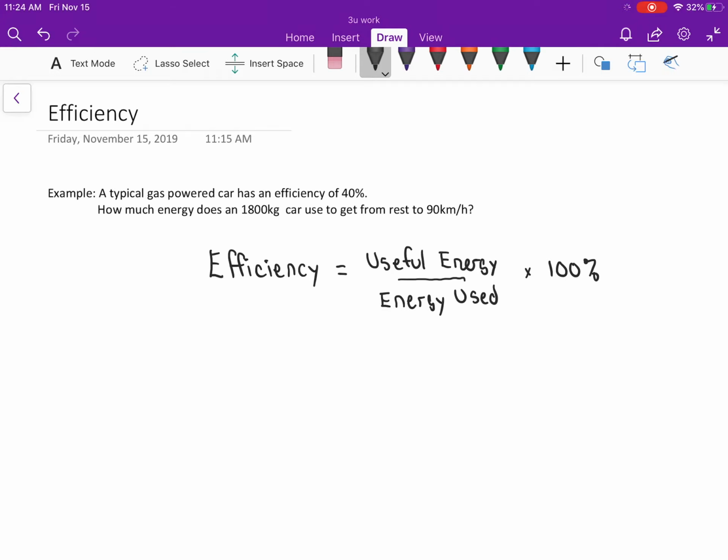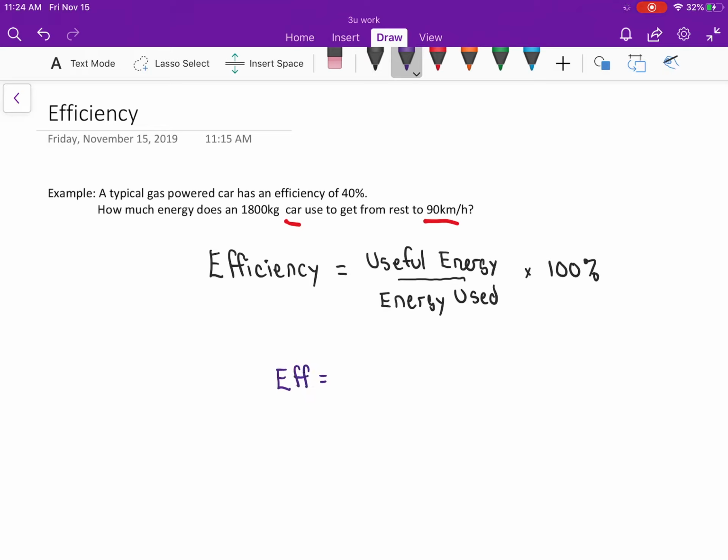The useful energy depends on what the question's actually dealing with or asking about. And in this sort of typical question, since we're talking about a car that's moving, our useful energy is going to be kinetic. If there were another question about an elevator lifting something and asking about the efficiency of that, lifting energy refers back to gravitational energy. But for this one, if we're talking about the efficiency of a car moving around, the numerator gets replaced with kinetic energy.